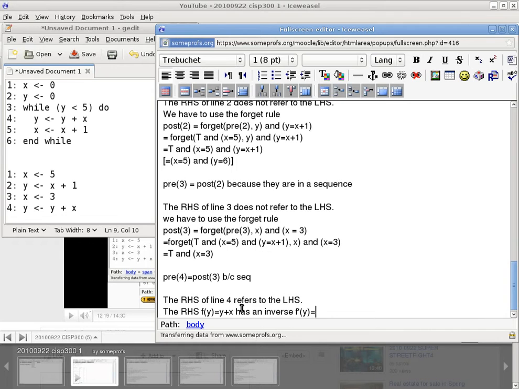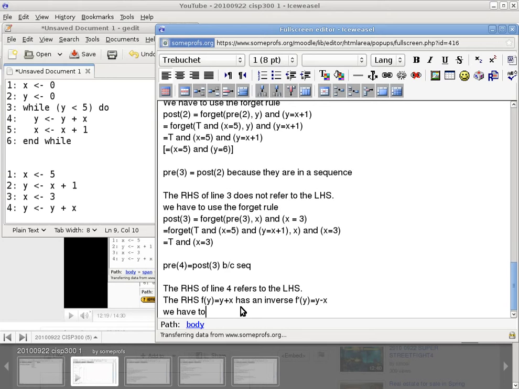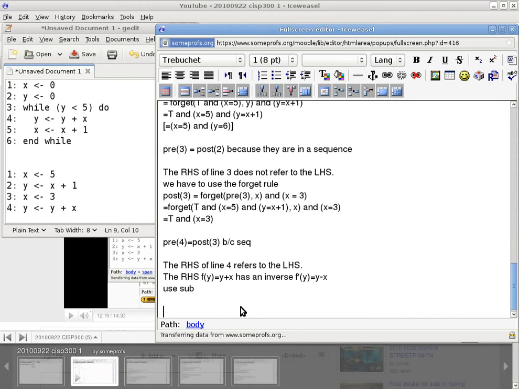F prime of y: how do we reverse the operation of adding x to y? Subtracting x should do it. So the inverse operation is y minus x. We have to apply the substitution operation. If you want to be really abbreviated or really brief, you can just say use sub. That's fine. So now we have to say post 4 is based on the substitution of pre 4.